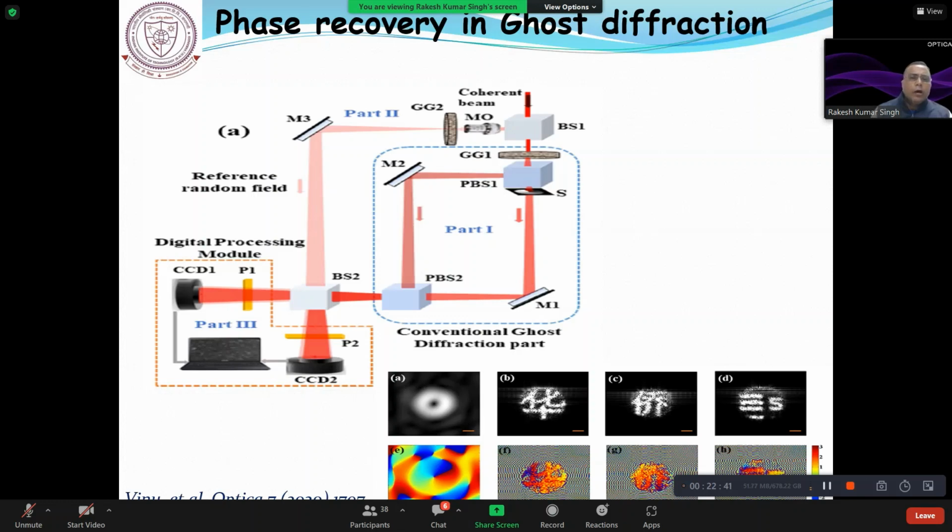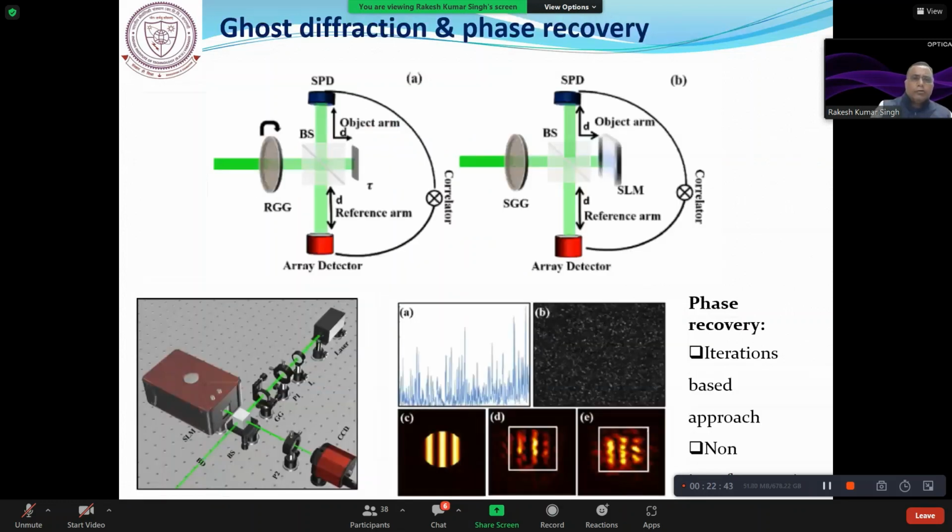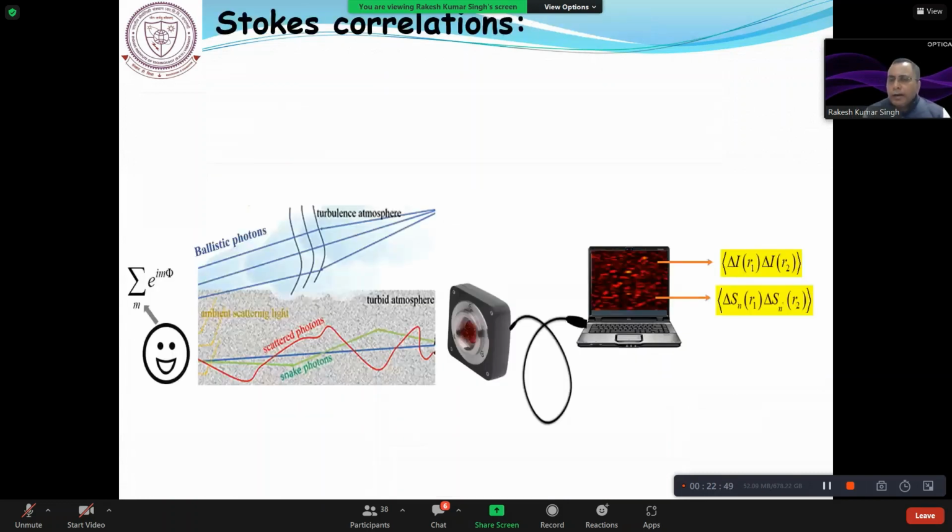This is a very recent work where we have again combined ghost diffraction with phase recovery, and I will skip this. So now, in the last few slides of my presentation, I will discuss our very recent work on what we call the Stokes correlation.